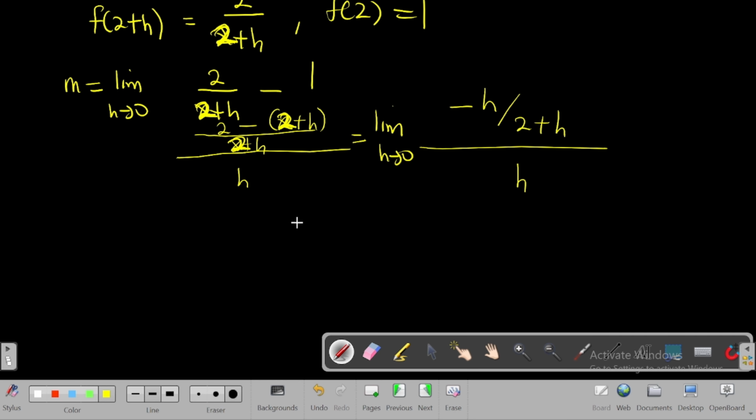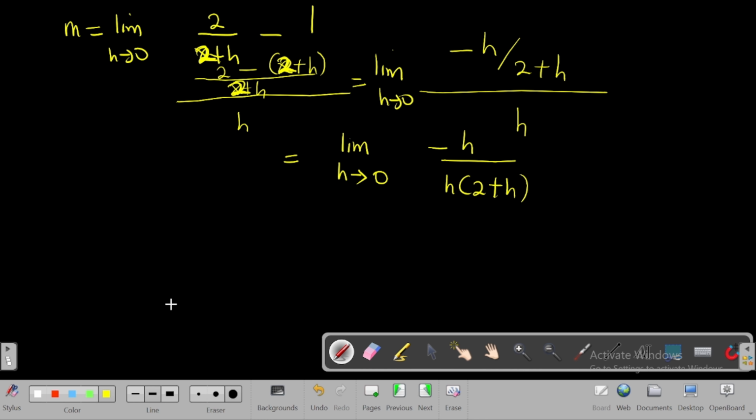Now from here we can see that this can be written as the limit as h approaches 0, then here can be minus h all over h into bracket 2 plus h, right? I believe you understand this, right? You have brought this 2 plus h down to the denominator because it is divided, right?